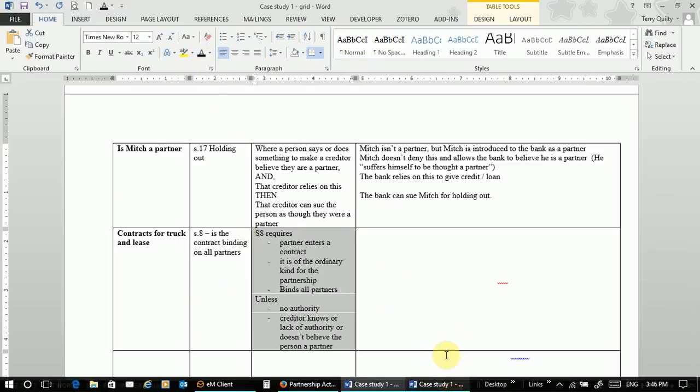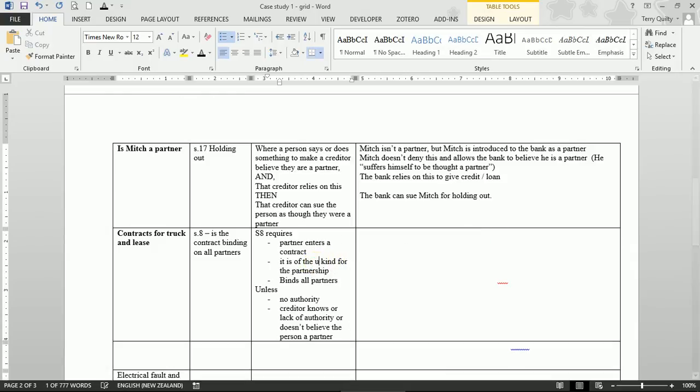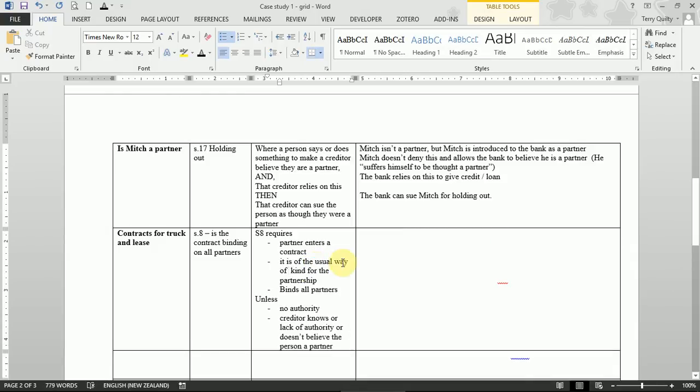Our summary of Section 8 is that it requires when a partner enters a contract and it's in the usual way of business, for the partnership, then it binds all the partners, unless that person has no authority and the creditor knows of that lack of authority and or doesn't believe the person to be a partner. So working through those steps, do they exist?